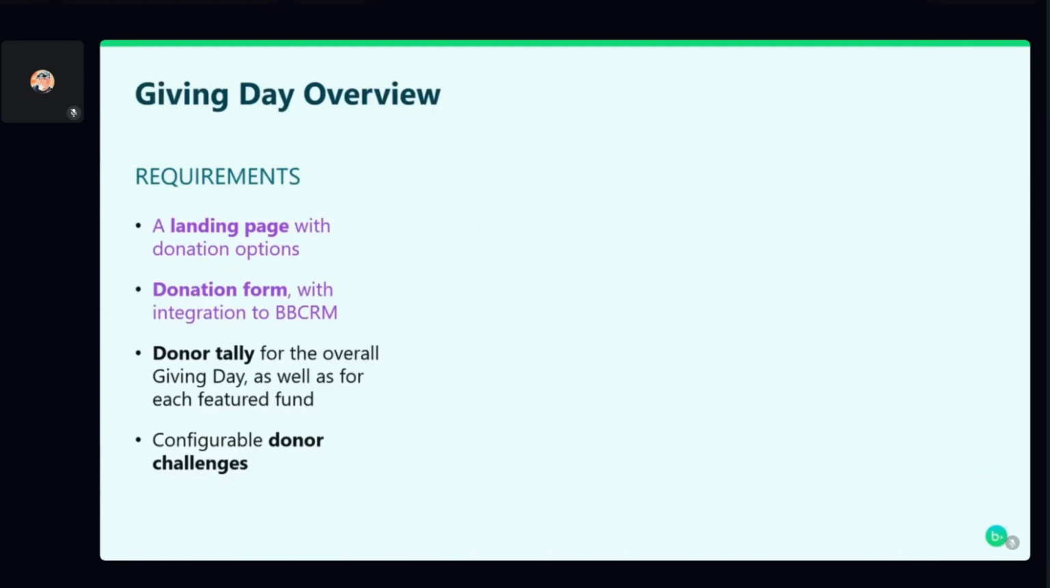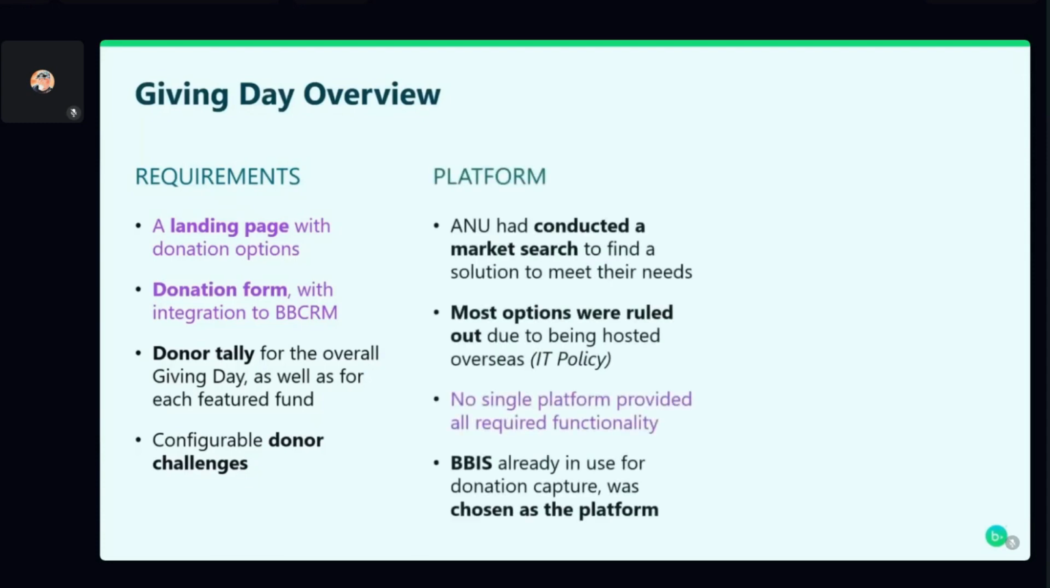Some of the functionality that was a little sort of missing from our tool set was a donor tally. So the ability to show how much money's been raised for certain things, sort of a progress bar, if you will, and also to provide donor challenges that are configurable. Now, ANU's donor challenge criteria is quite different than the way that the Blackbaud CRM donor challenge functionality exists. So we looked at ways of addressing that as well.